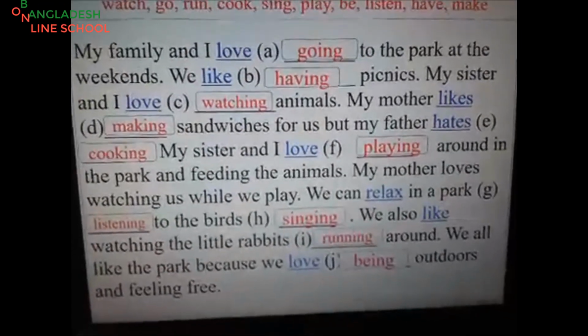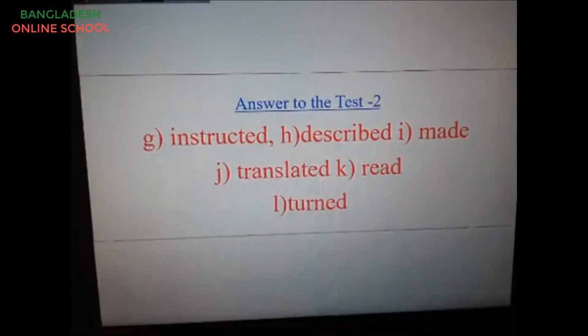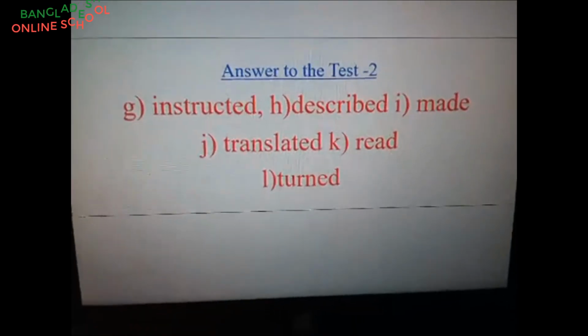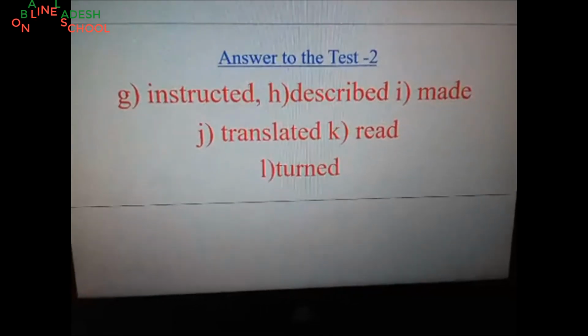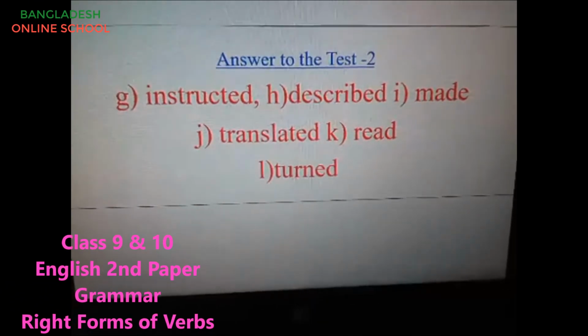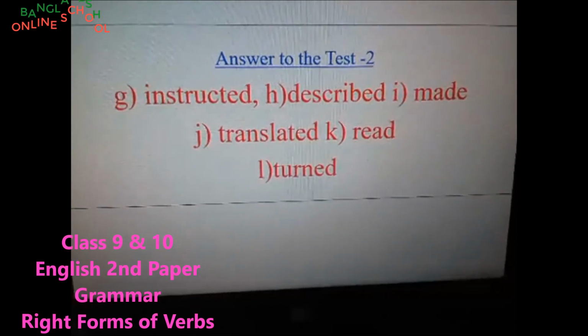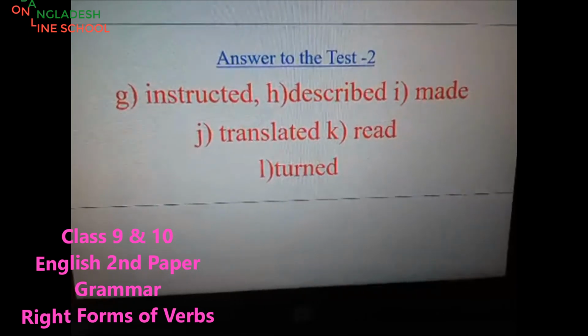Okay, now I will give the answers to the previous test. Answers to the test: G, instructed; H, described; I, made; J, translated; K, read; L, turned.